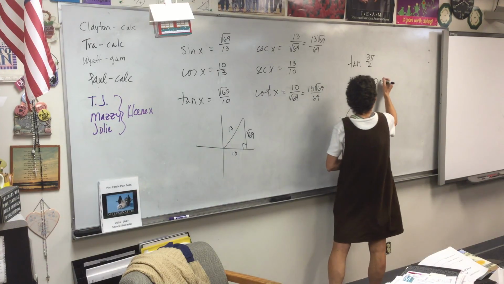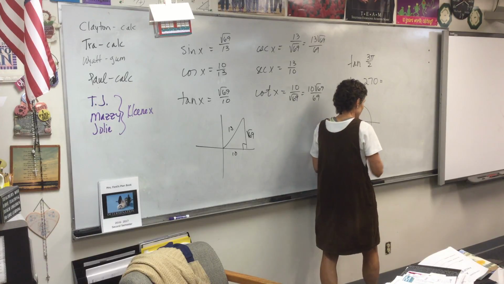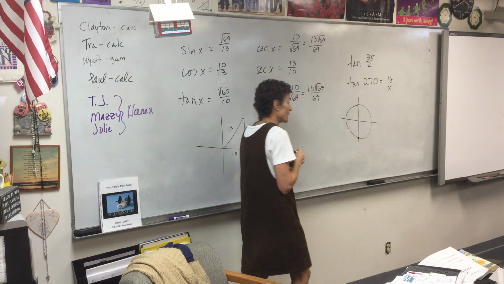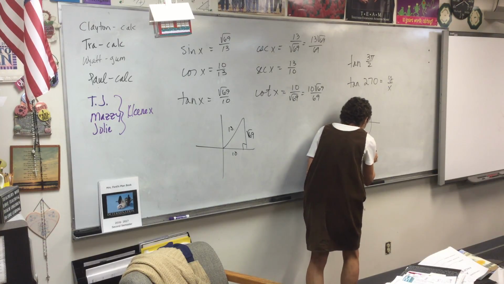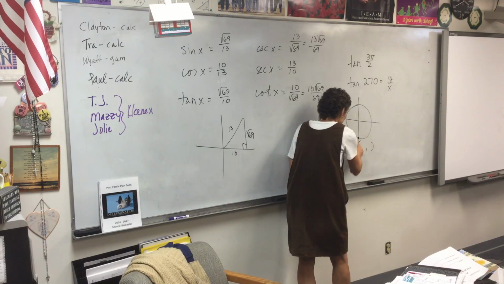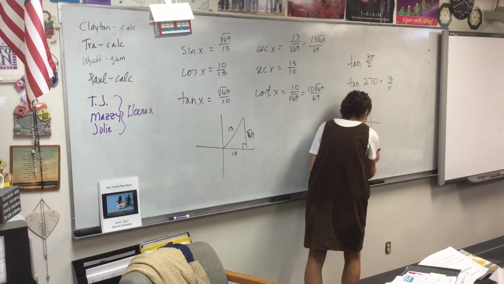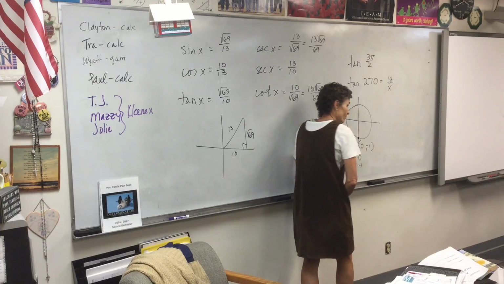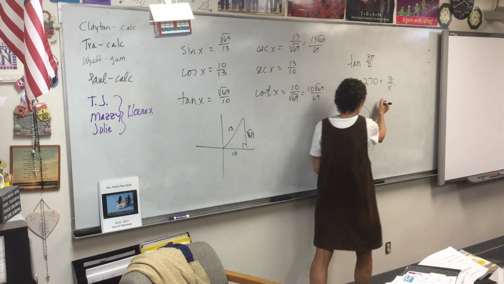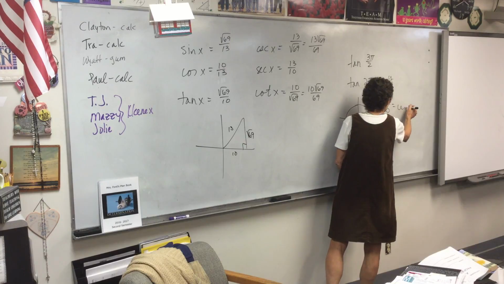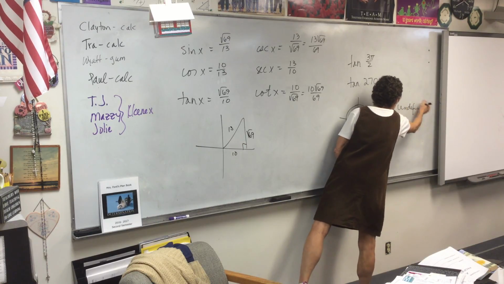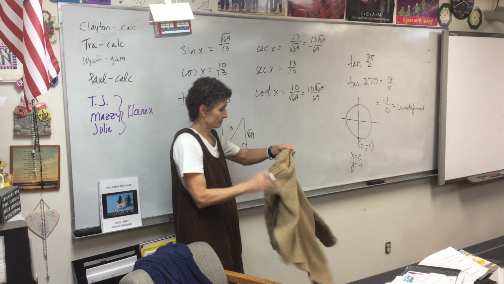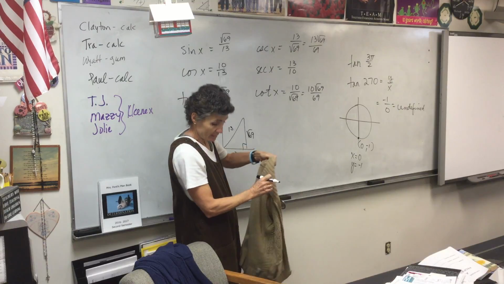So when I'm on an axis, I've got to remember, tangent is y over x. And at this point right here, what are the y and the x at the 270 point? 0 and -1. So x is 0 and y is -1. So when I build my fraction, I have -1 over 0, which is undefined. Is that okay with everybody?